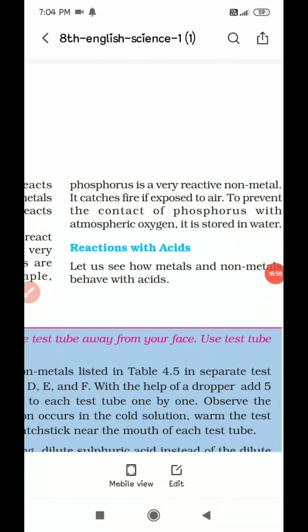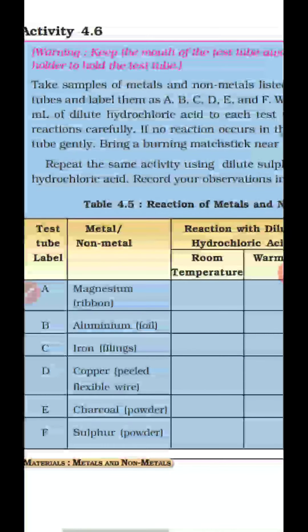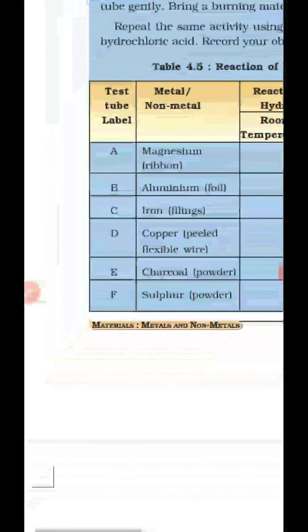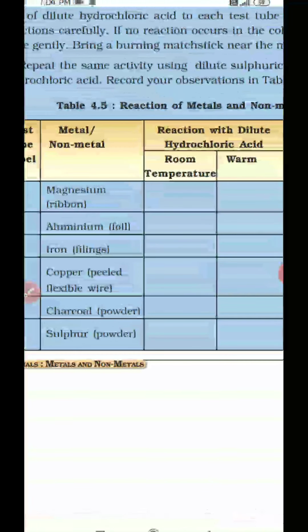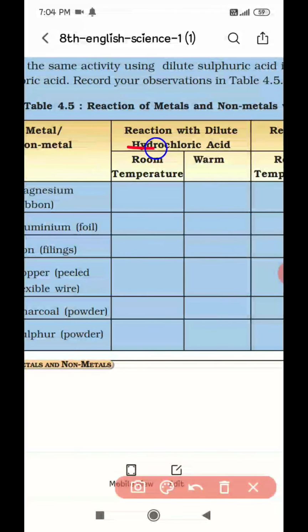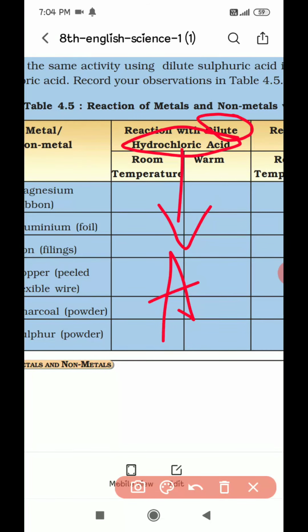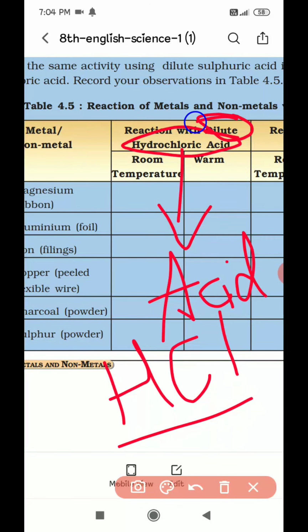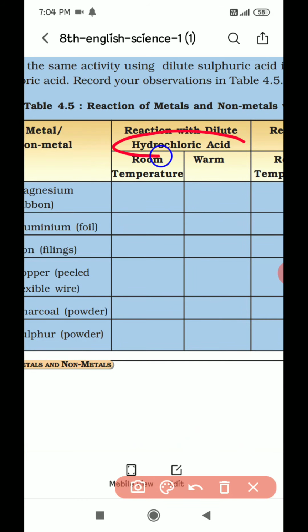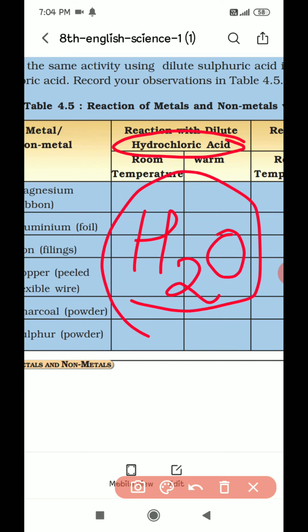Remember students, whenever a metal reacts with any acid, hydrochloric acid is one example of an acid, dilute hydrochloric acid. What do you mean by dilute hydrochloric acid? Hydrochloric acid is an acid, and the chemical formula for hydrochloric acid is, please remember, HCl. Dilute hydrochloric acid means the hydrochloric acid which is dissolved in water. The hydrochloric acid which is dissolved in water is called dilute hydrochloric acid, or dilute acid in general.